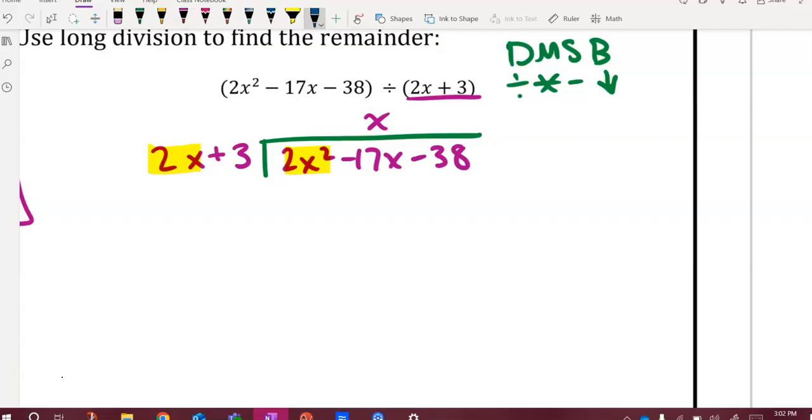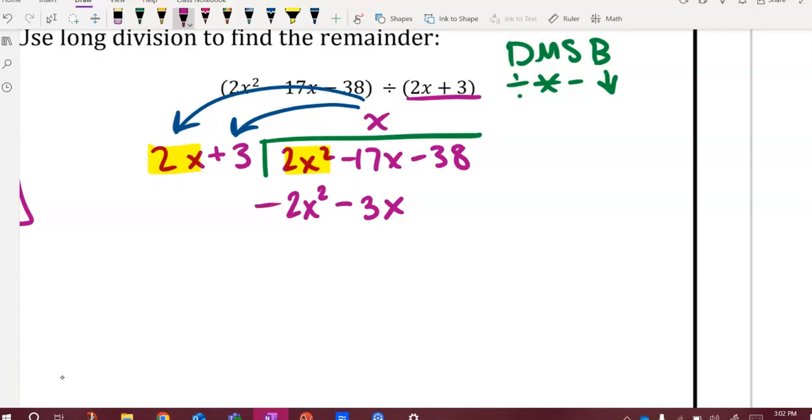Then we can go into multiplying. X times 2x and x times 3. X times 2x is 2x squared, and x times 3 is 3x. Now it's time to subtract, so we need to change the signs. Boom, and subtract. 2x squared minus 2x squared cancels, and negative 17 and negative 3 is negative 20x. We're done subtracting. Now we're going to bring down that last term.